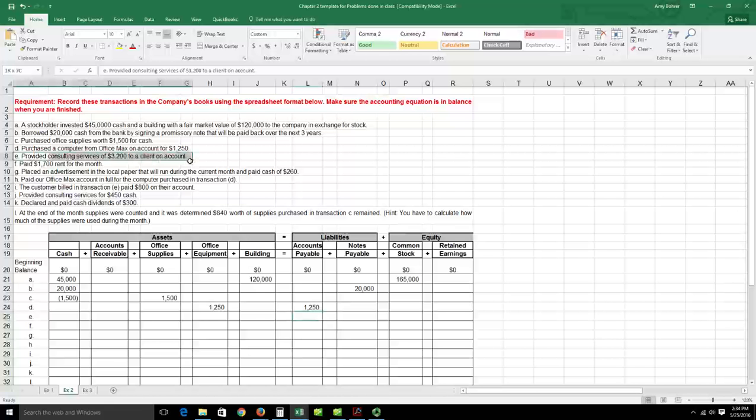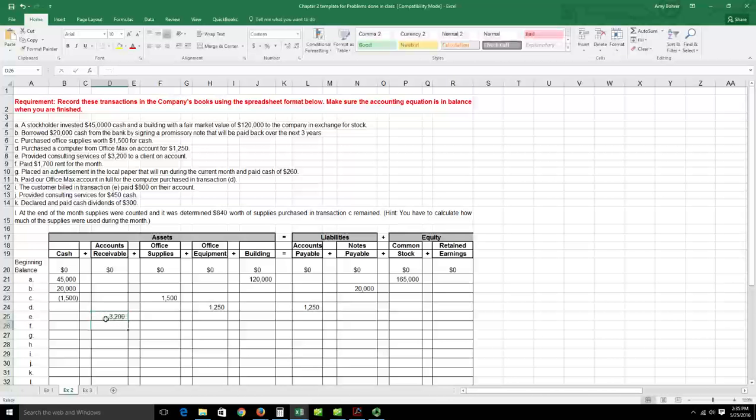E says we provided consulting services to a client on account. So again, it was on account. We didn't collect the money right away. So they're going to owe us this money. So anytime you do a service for a customer and they haven't paid you for the service right then, that's accounts receivable. They owe you the money. We have the right to receive that money sometime in the future. So we're going to give the client 30 days to pay us.